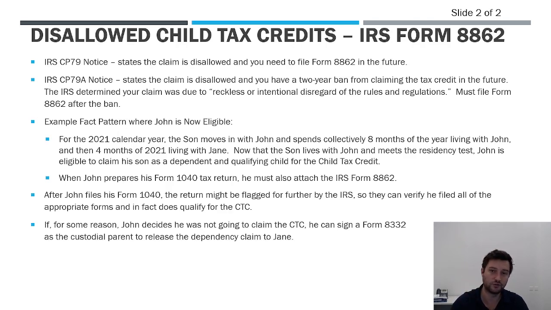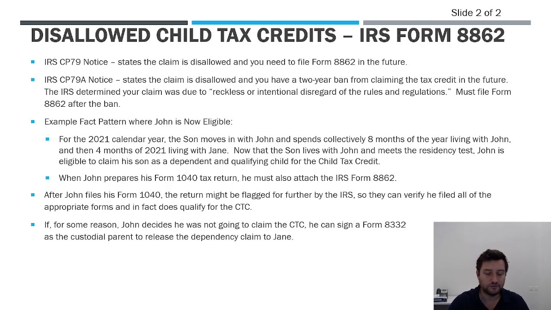So now in 2021, remember, John hasn't been prohibited from claiming the CTC because he only got a 79 notice, not a 79A with a 2-year ban. So when he does his Form 1040, he completes the 8812, that's the child tax credit form, but he also must complete the 8862, and he must attach this to his return. If he doesn't do that, then he runs the risk of having the claim denied again, right? And the IRS, our argument would be, well, you didn't follow all the procedures again, right? We told you if you can claim it again, you've got to do all of these forms. You've got to do the 8862 form now.